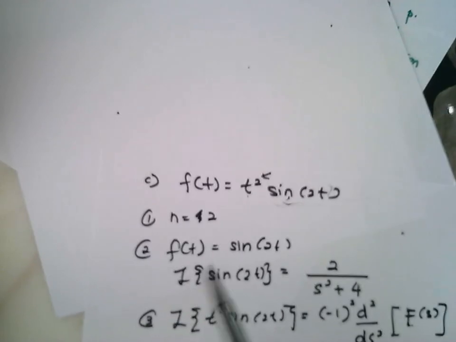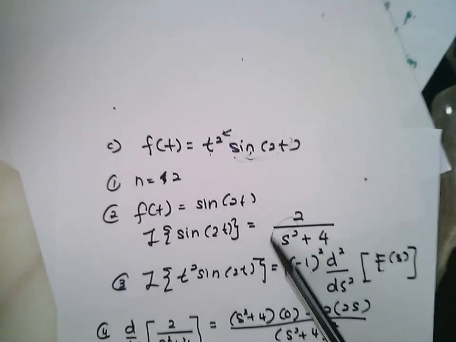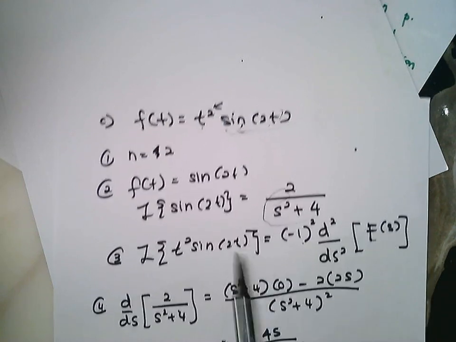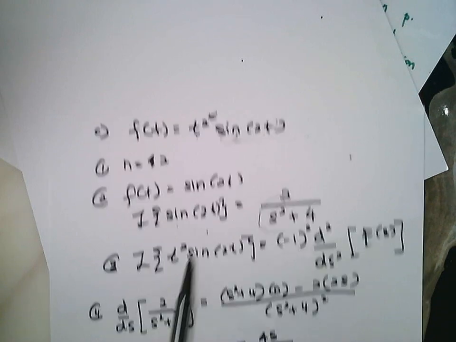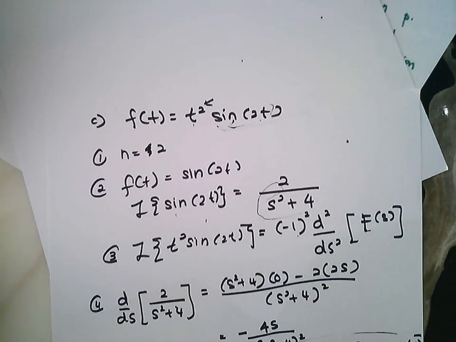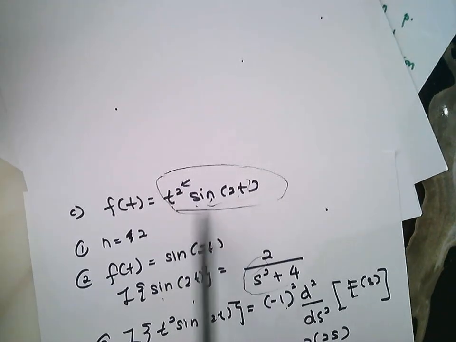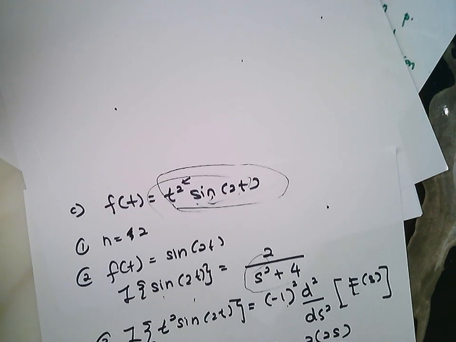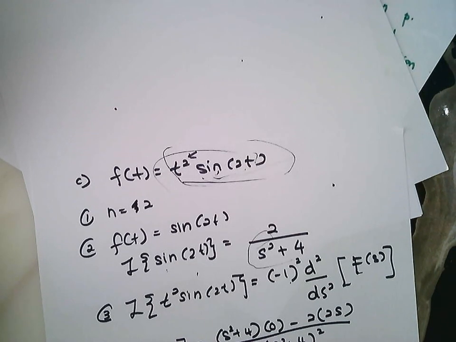So get the Laplace of your f(t) first, and substitute into the formula, because what you find in the table of Laplace is sine 2t. If you notice, the reason we apply properties of the Laplace transform is that you cannot get the Laplace transform of this function by using the table of Laplace transform. That's why you need to apply properties of the Laplace transform.